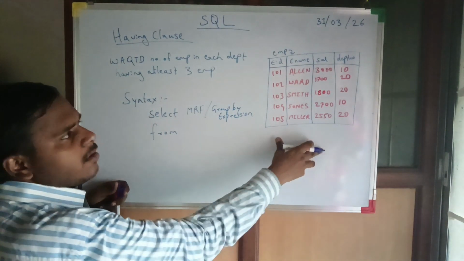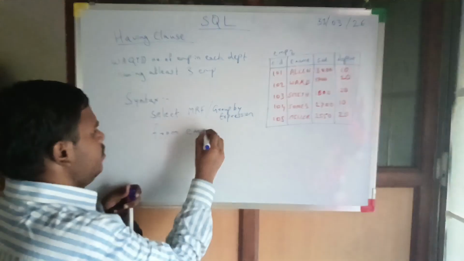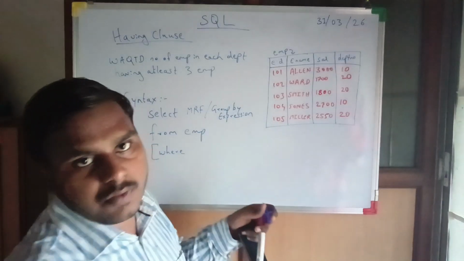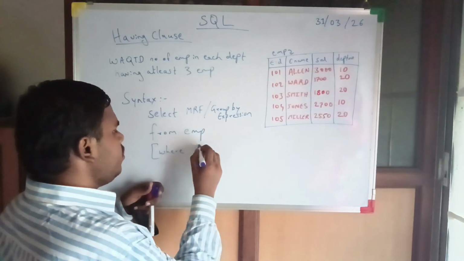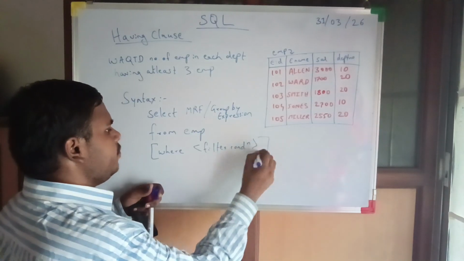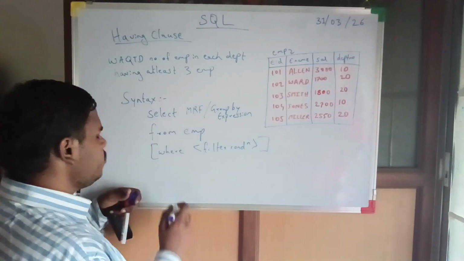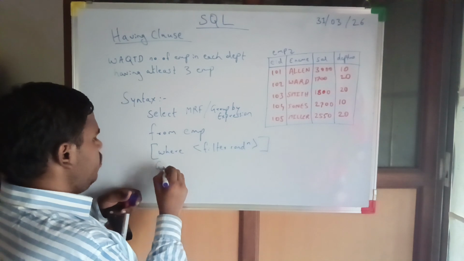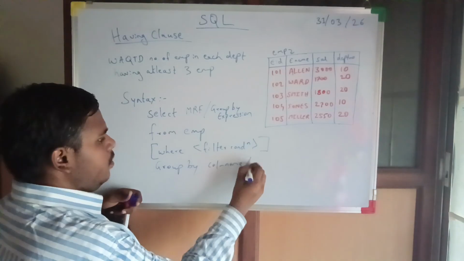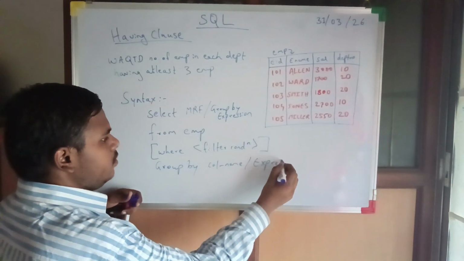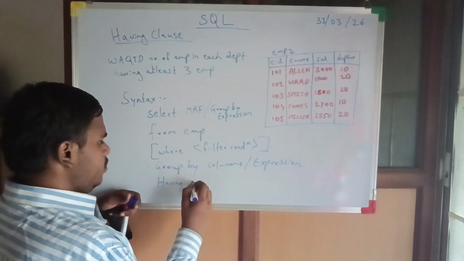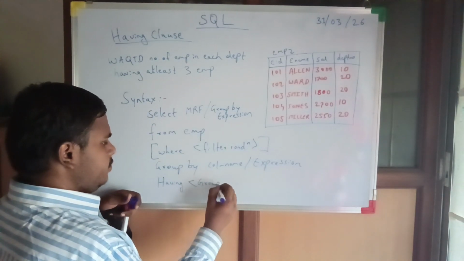From what is the table name? EMP. Now see, the filter condition is optional, meaning only if the question demands it can we use the where clause. In the where clause, what will we pass? Filter condition. Square brackets mean optional. After the where clause what will we write? Group by column name or expression. After that we will write the having clause. Having group filter condition.